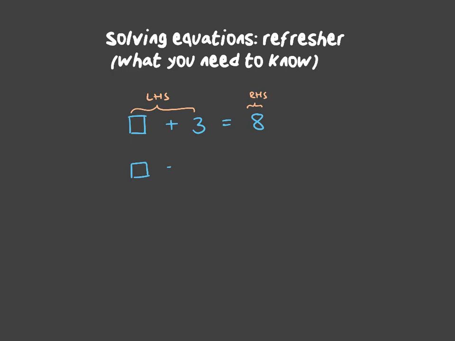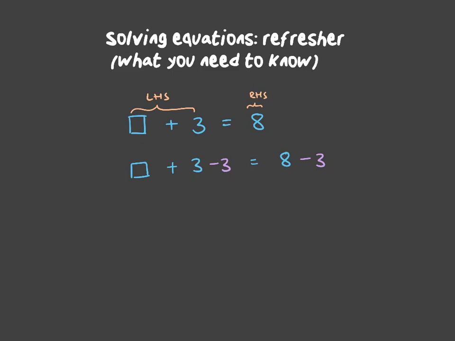So we've got box plus 3. But we don't want box plus 3, we just want the box. So how would you get the plus 3 away? Well, you would minus 3 on the left-hand side. But remember the rule of this game is what you do on one side, you must do on the other side, when it comes to adding and subtracting. So in other words, I need to minus 3 on both sides.